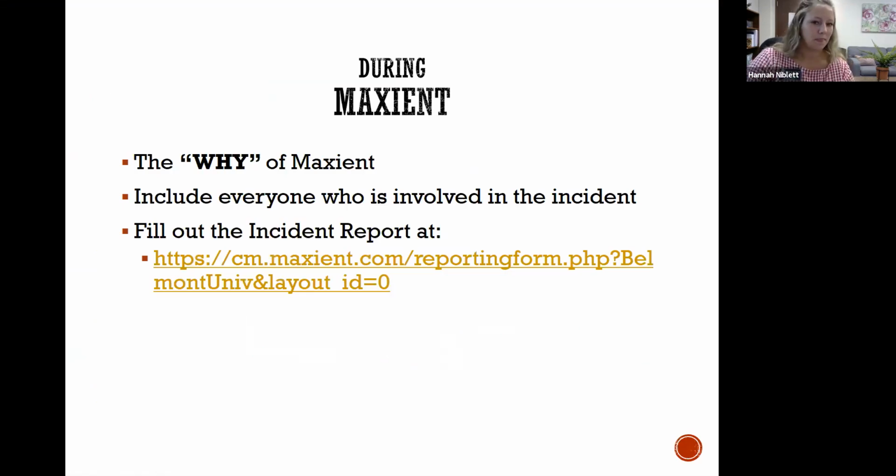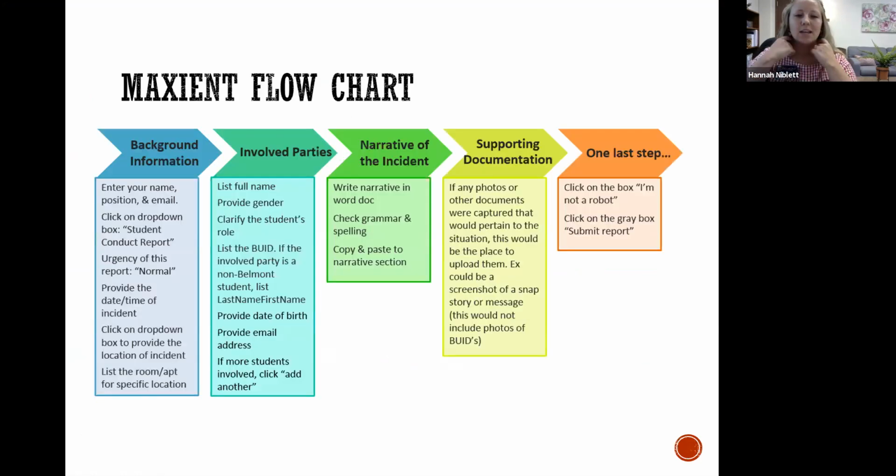Okay. So I just showed you how to fill out your Maxient. Here is a lovely flow chart that you can access. I can attach it to the email that I send, but this is just a more fun looking chart of how you submit an IR.